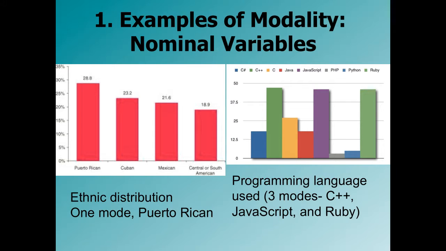This is modality with nominal variables. Here you have ethnic distribution. So Puerto Ricans apparently win here. So this is your one mode, unimodal distribution, with Puerto Rican being the highest frequency. In this particular example here with programming language, we see that we have 3 modes going on. So you have the C++, you have the JavaScript, and you have the Ruby. So this is a tri-modal distribution.